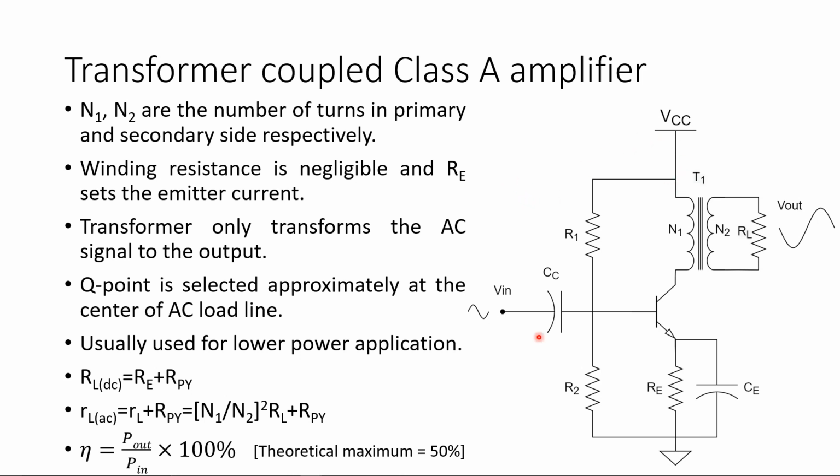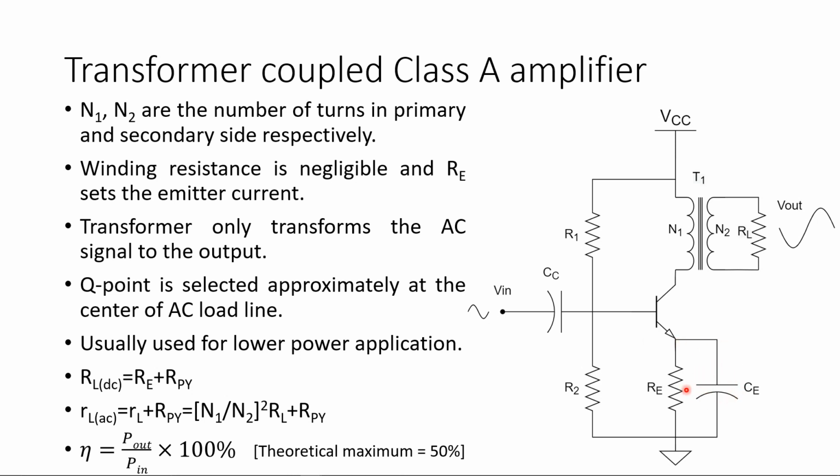This is the circuit of the class A amplifier, and you can see that the load, this RL load, has been coupled by a transformer. N1 is the number of primary turns, N2 is the number of secondary turns, and R1 and R2 are the biasing resistors. RE is the emitter resistor, which will control the emitter current or the BJT current. And this is a bypass capacitance.